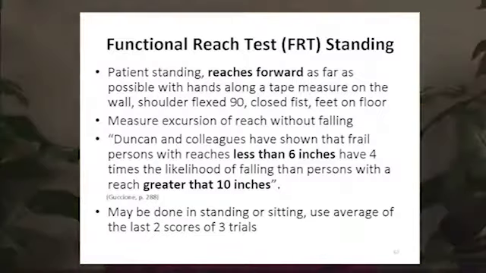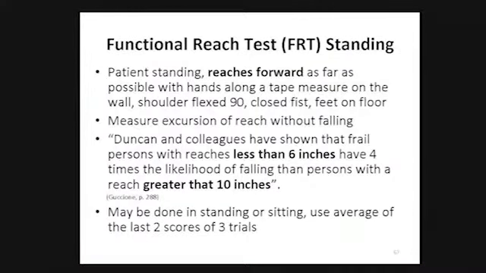What if they can't reach with their hand because they have an elbow flexion contracture? You can measure from the acromion, the tip of the shoulder. Where did they start? Say they could only reach with their elbow flexed. Where did that acromion end? So how far can they reach forward without the feet lifting up off the ground? You're measuring the excursion of reach. Duncan and colleagues have shown that frail persons with reaches less than 6 inches have quadruple the likelihood of falling than people who can reach greater than 10 inches.